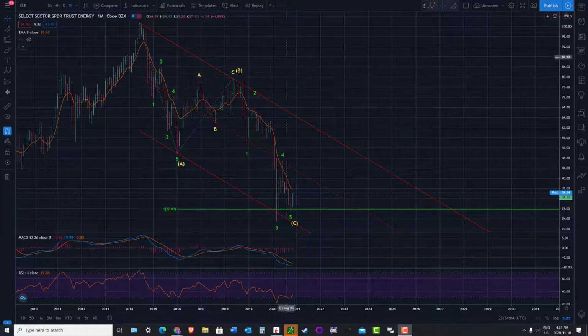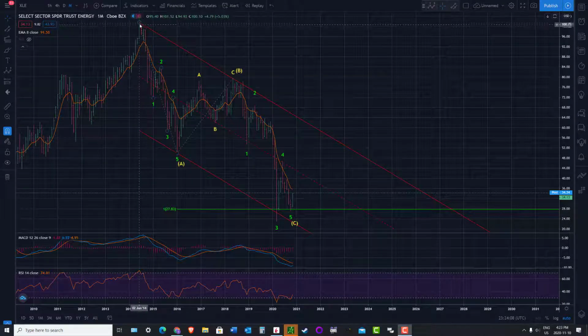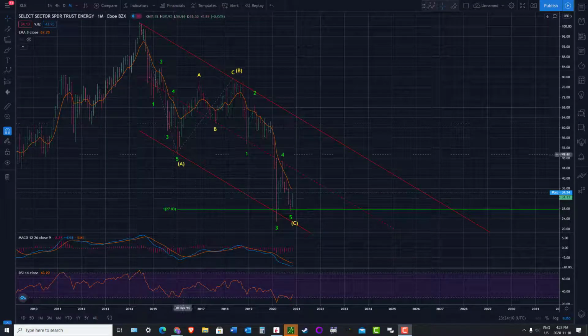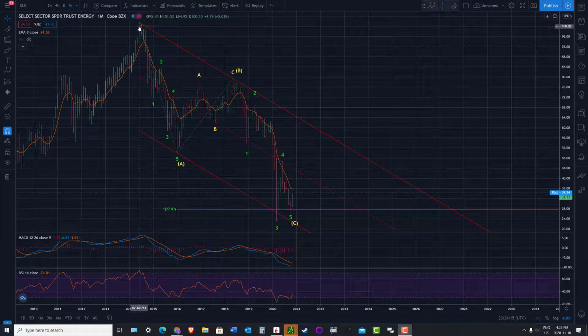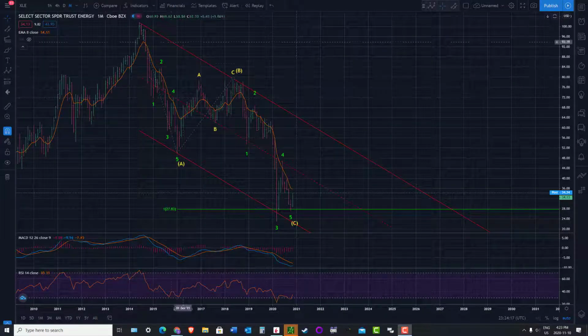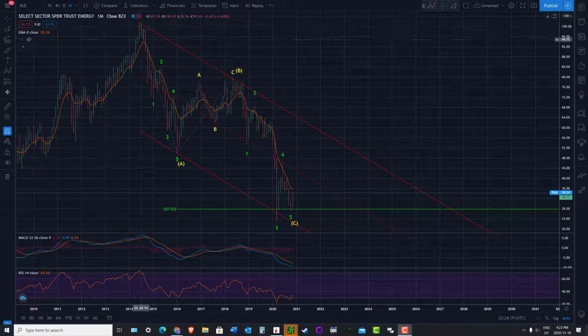I got a request to have a look at XLE, and I'm also going to look at oil because it's important to get a handle on what oil is doing if you're going to be looking at oil stocks. In this case, XLE is an oil stock ETF. But this is a monthly chart.